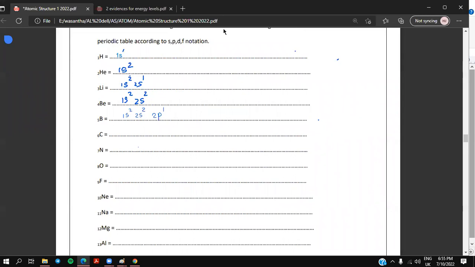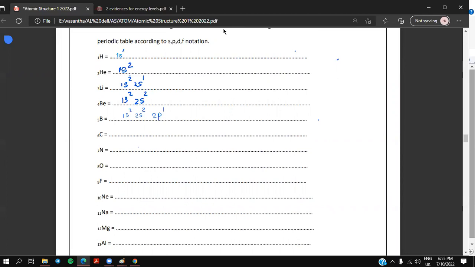Children, always see the digit before the sub-energy level. Before s, we have 1. This 1 shows you the quantum number. And the number of electrons in that sub-energy level is written on the right-hand side in superscript form.